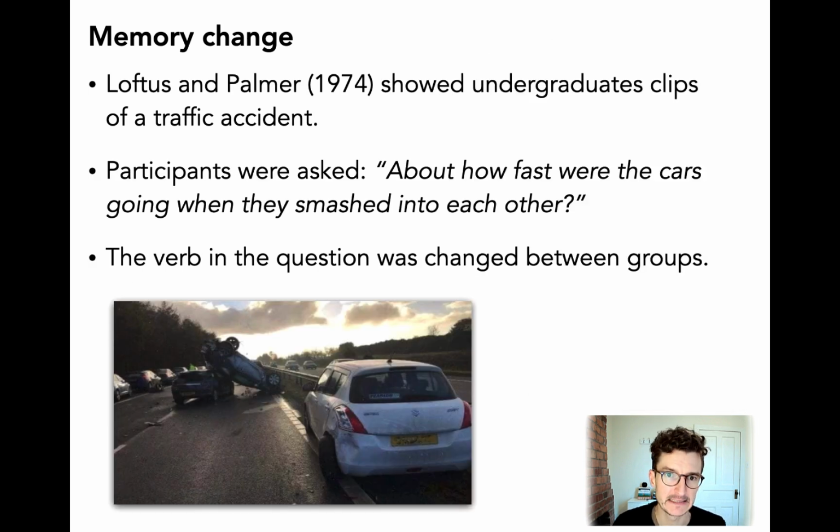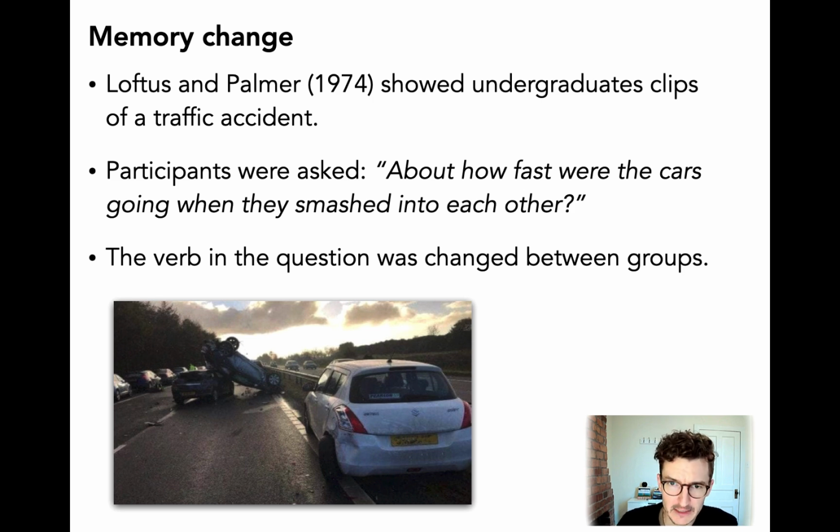So in one famous study run by Loftus and Palmer in the 1970s, they showed undergraduates clips of a traffic accident. And then they asked them a very simple question about the traffic accident, about how fast the cars were going when they smashed into each other. And the key manipulation here is that they changed the word smashed, that verb, in the question. So different groups got different verbs. One group got smashed, one group got collided, one got bumped, one got hit, one got contacted.